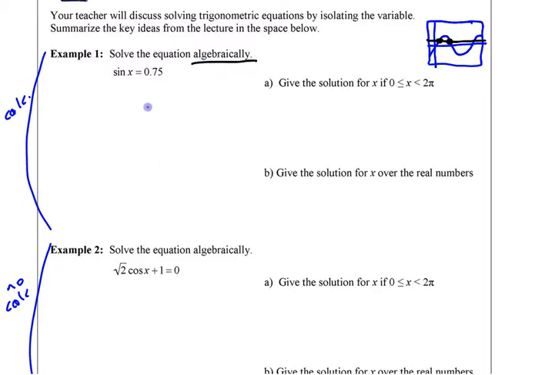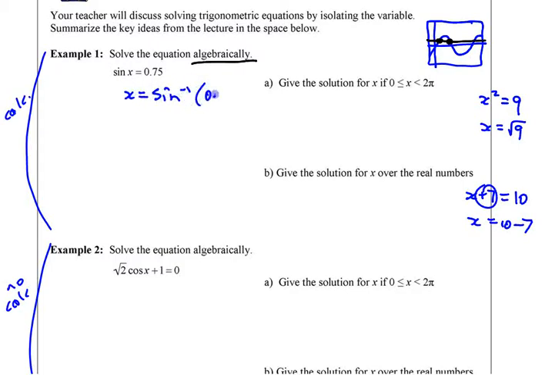Algebraically is going to be using inverse functions. Just the way, if you have x squared equals something, you use inverse functions, square root of that, right? Or if it says x plus 7 is something, you use inverse functions, 10 minus 7, right? Minus instead of plus. If it says sine x equals that, somehow we're going to use sine inverse here, right? Sine inverse of 0.75, that's actually going to give us the reference angle, x reference.